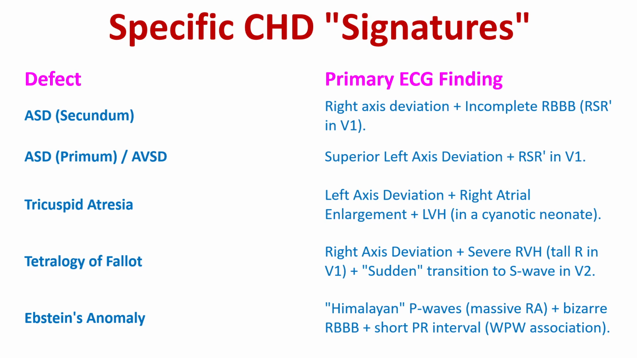Ebstein's anomaly: Himalayan P waves, massive right atrial enlargement and a bizarre RBBB pattern, not the typical pattern, and a short PR interval indicating WPW syndrome associated with an accessory pathway.